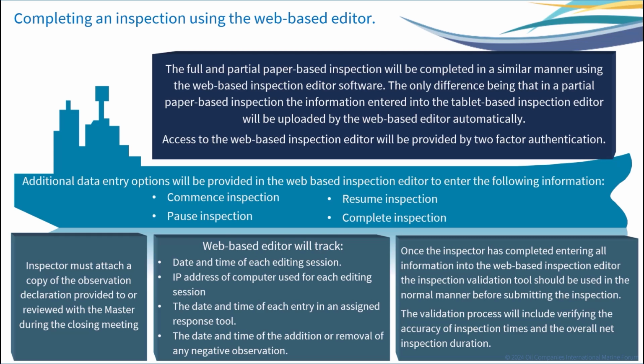When completing an inspection using the online editor, the inspection has already taken place, and therefore all timings for commence inspection, resume inspection, pause inspection, and complete inspection are manually recorded after the event. For a partial paper-based inspection, any pause reasons will be brought forward and displayed on the inspection timings screen for information. All boarding and departure timings will be entered manually in local time by the inspector. These will be converted to UTC upon submission.